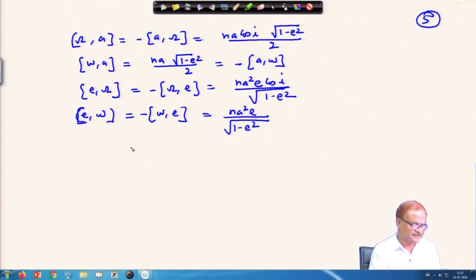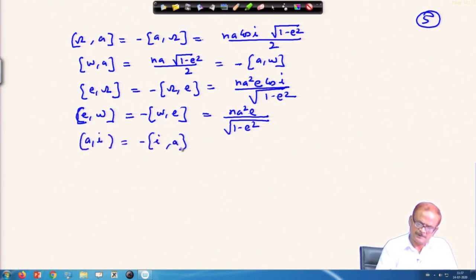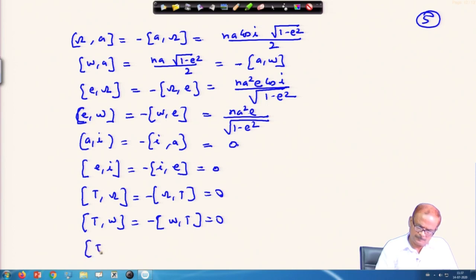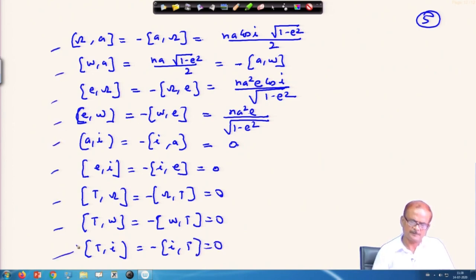So, 4 of them are listed here, then we have [a, i] equal to minus [i, a], this quantity will be 0, then [e, i], this quantity also equal to 0. So, how many do we have? 1, 2, 3, 4, 5, 6, 7, 8, 9. So, 9 are listed here in this place.